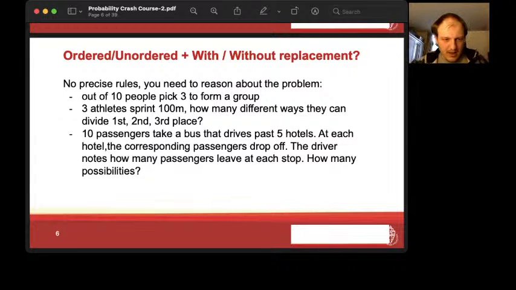So here I give you three quick questions, and maybe you can spend like 1 minute to think about this. Which one do you think is ordered, unordered, with, without replacement? You can also post your ideas in the chat if you're ready.